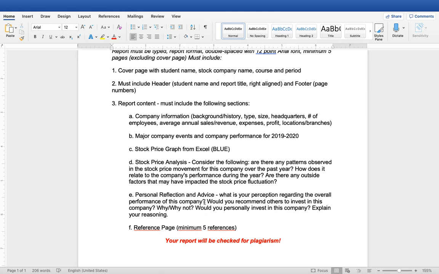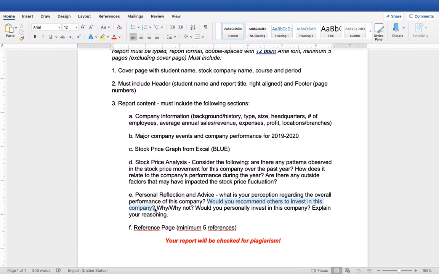What is your perception? What do you believe? Do you believe that this company is performing well or not so hot? Do you think that they've done well as a company during this past year? Do you feel like they're struggling? What do you think their performance is like or has been based on the information you analyzed? Also, the other question to keep in mind, would you recommend others to invest in this company?